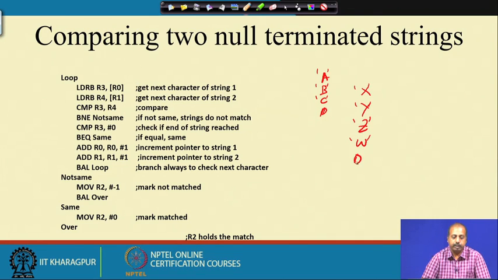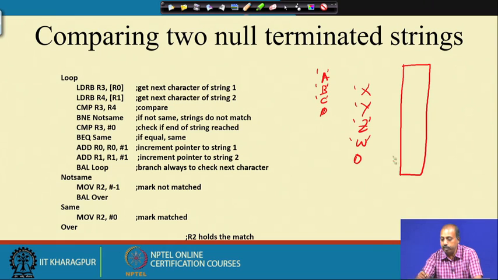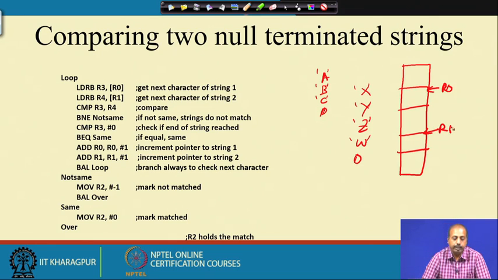Now, we want to compare. So, LDRB R3, [R0]. It is assumed that R0 points to the beginning of the first string. If this is my memory, in this region I have the first string, pointed to by R0, and in this region the second string, which is pointed to by R1. So LDRB R3, [R0] will get the next character from string 1, and LDRB R4, [R1] will get the next character of string 2 into R4.